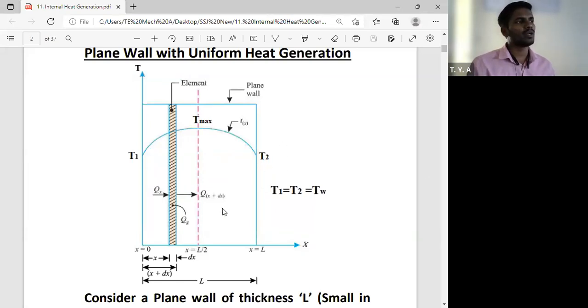Okay, and T1 is equal to T2 is equal to Tw, that is the wall temperature. So whatever the wall surfaces are there, we have to consider that temperature as Tw, the wall temperature. It is the same, that is T1 is equal to T2 is equal to Tw.